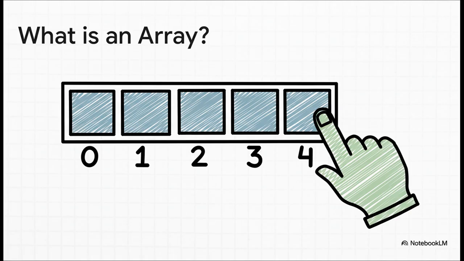But here's the key. To find something, you don't have to search through all the items. You just go directly to its shelf number, which we call its index. That direct access is what makes it so incredibly fast.